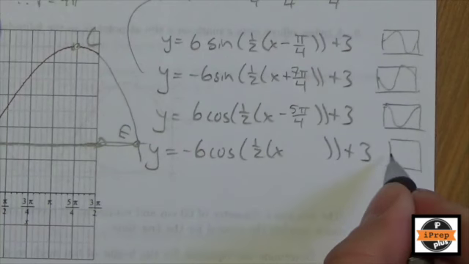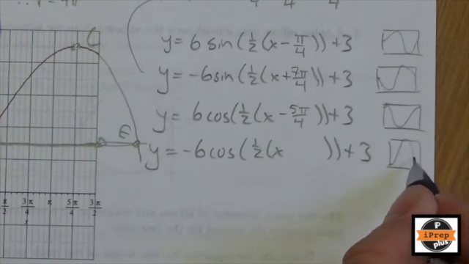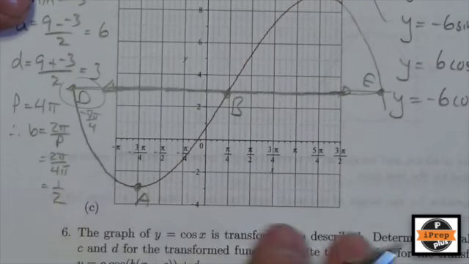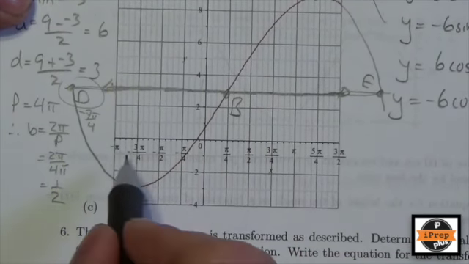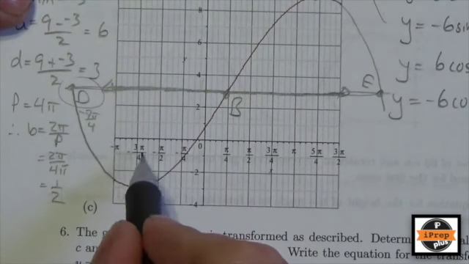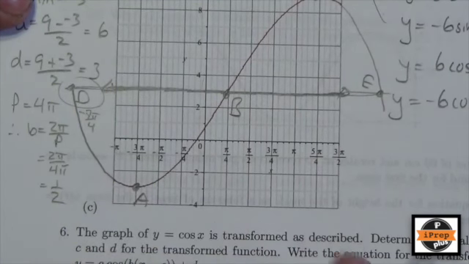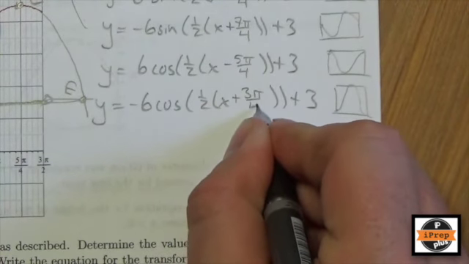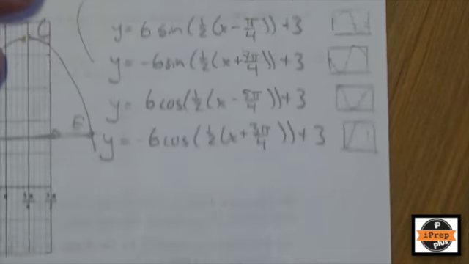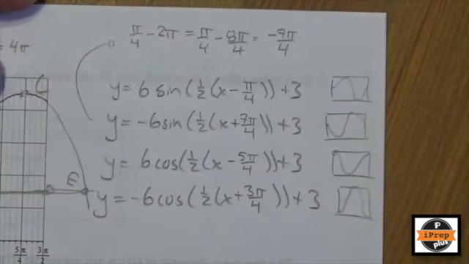Negative cosine starts at the bottom, goes up, and then drops back down. And again, they're very easy to read that off. The only point that kind of matches that would be A. I can see that A is 3 pi over 4 to the left of the y-axis. So over here I would write this as positive 3 pi over 4. Okay, and there we go. There are the 4 equations that we are looking for.